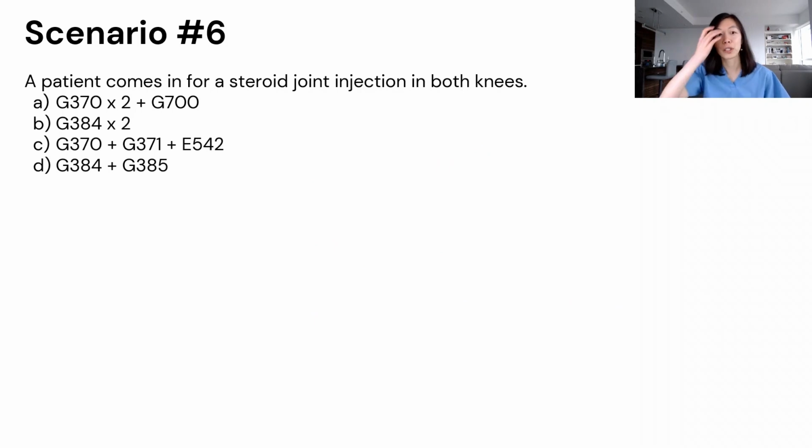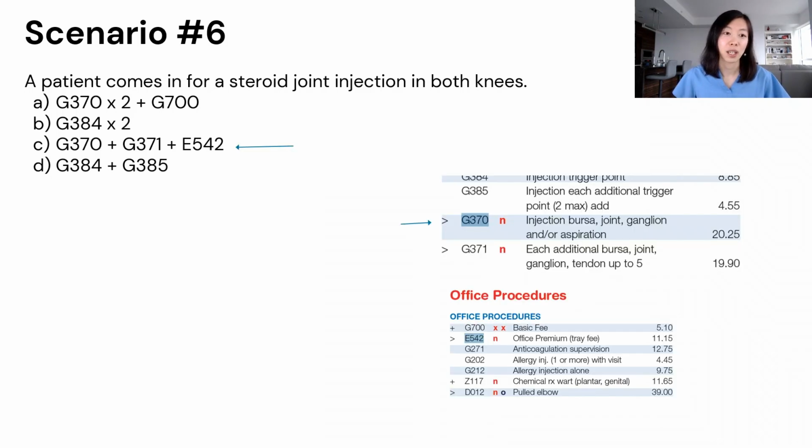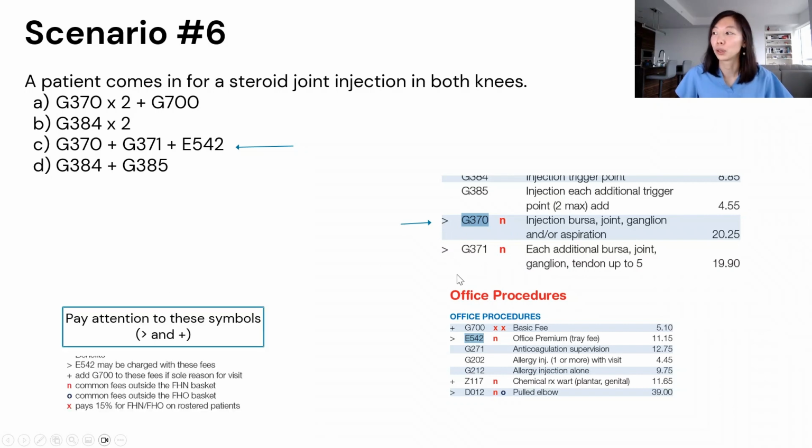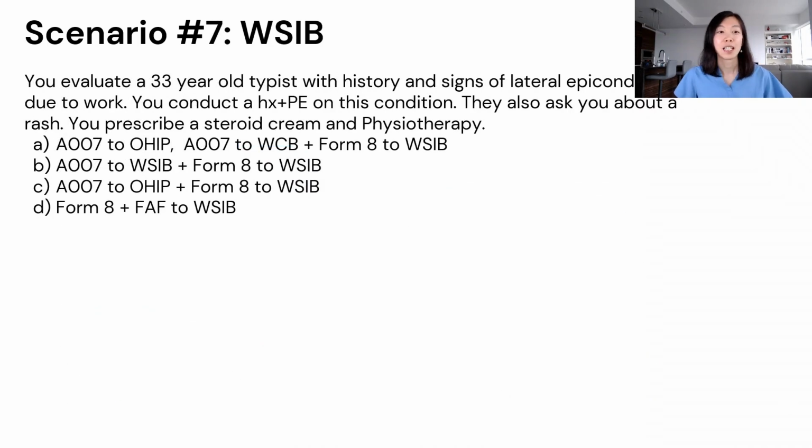All right, scenario number 6. So a patient comes in with a steroid joint injection in both knees. What do you bill? Pause the video, write down your answer, and the answer is C. So in this particular case, the first joint will pay a little bit more, so $20, and the second joint pays a little bit less at $19. And because it has this little symbol right here, so don't forget about these symbols that we talked about in part 1 of the videos, you can add a tray fee, and that can really help offset the cost of your supplies.